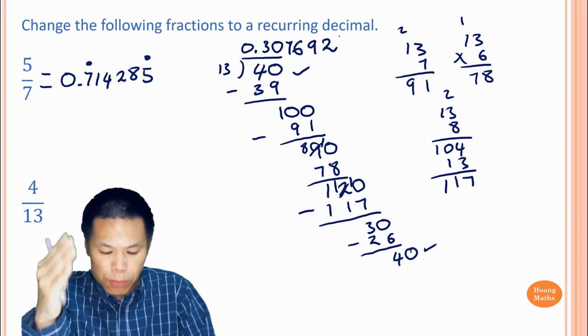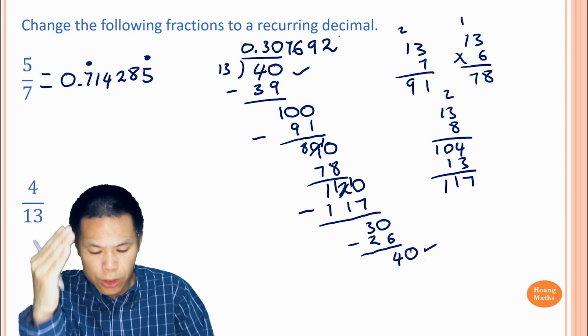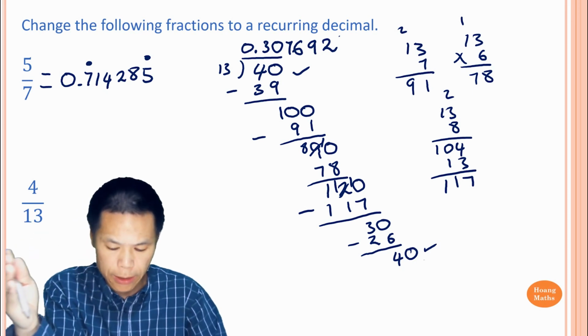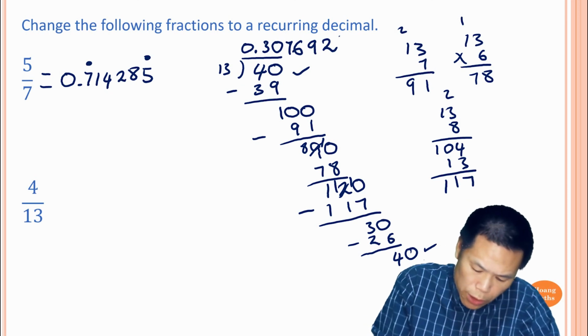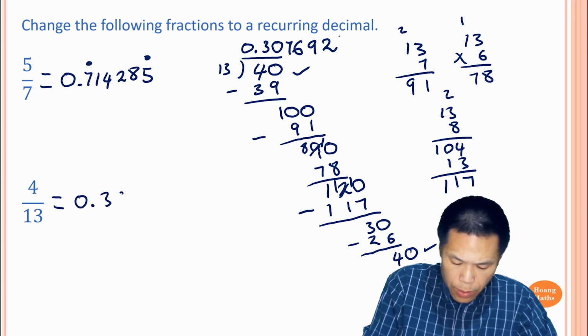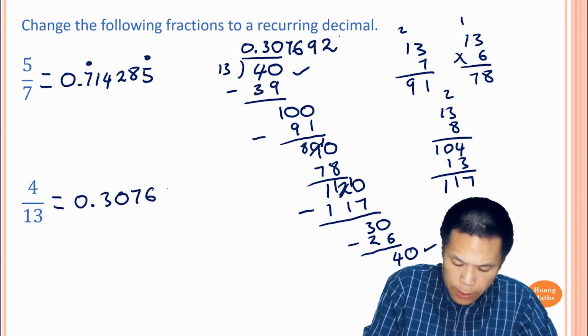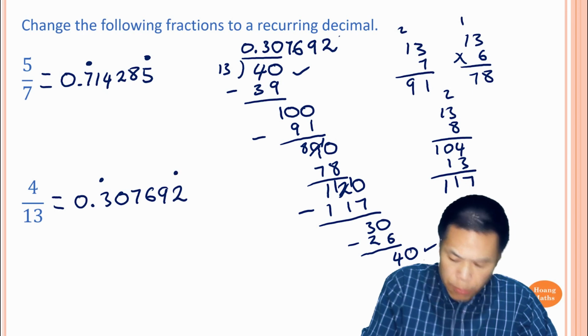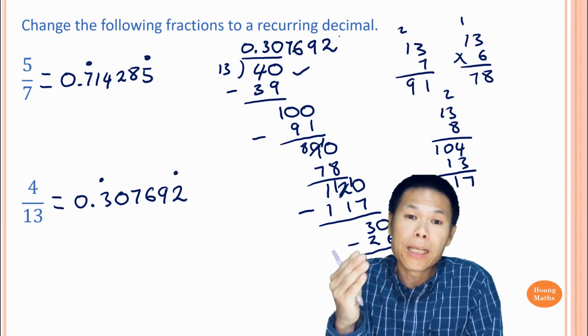So the answer should be 0.307692. So all the digits are repeating. So the answer should be equal to 0.307692. And of course, all these digits are repeating. So that is the answer.